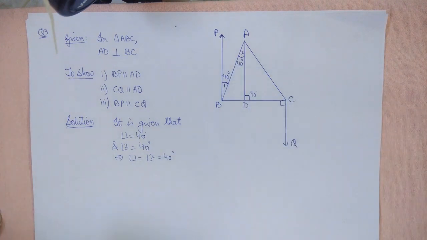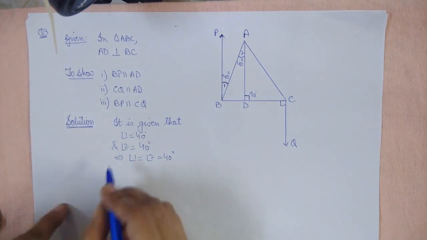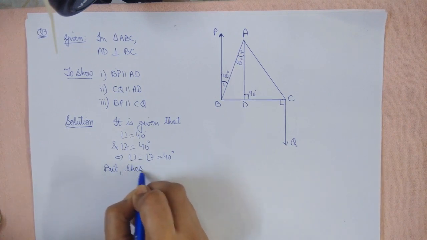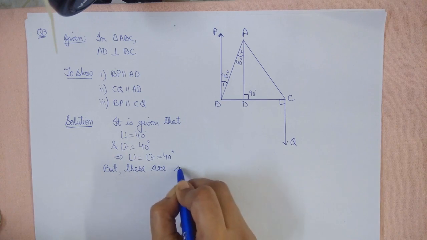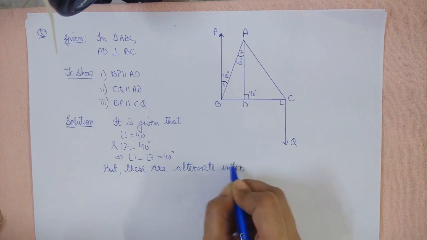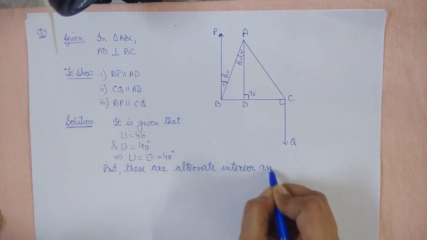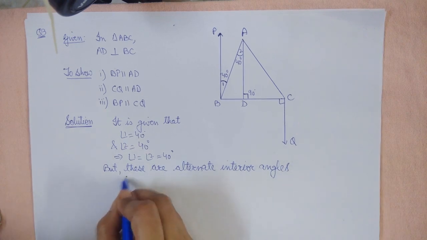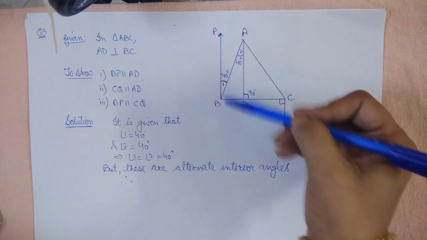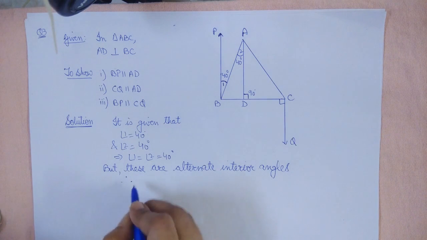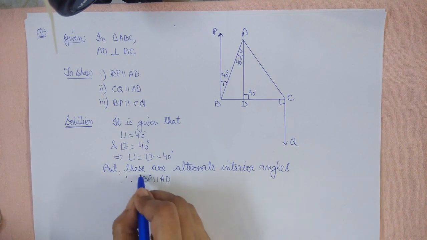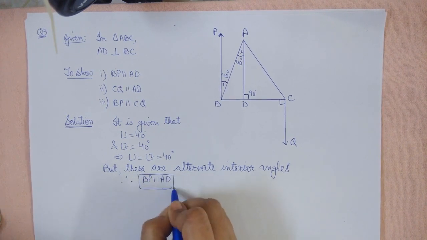Both angles are 40 degrees. But these are alternate interior angles. Therefore, if alternate interior angles are equal, it means that BP parallel AD. Therefore, BP parallel AD. So this is the proof of the first part.